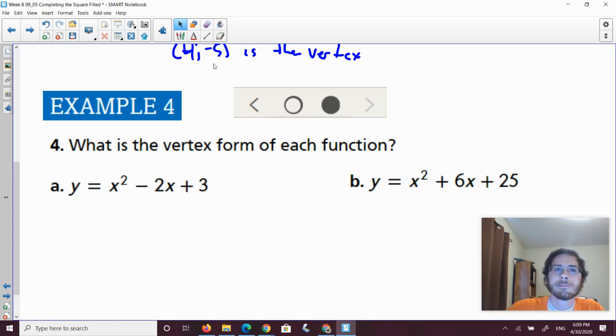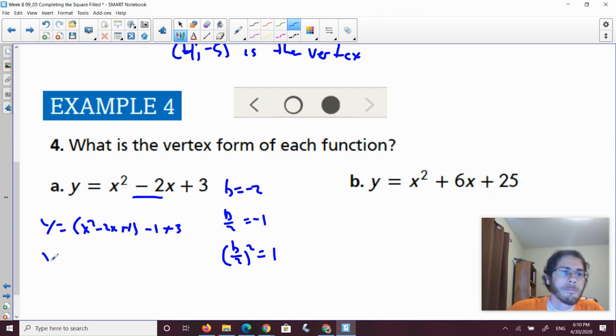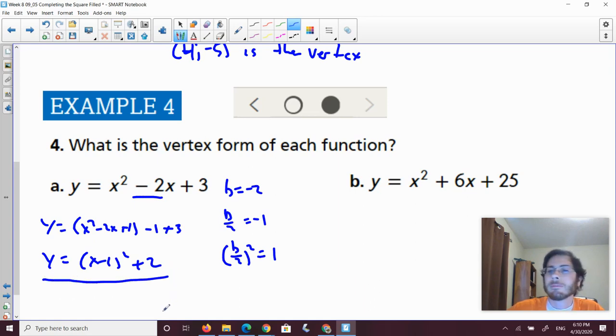So for A, we find out what b is. b is negative 2, not negative 2x. I don't want the x. Divided by 2, we get negative 1. Square it, we get 1. y equals x squared minus 2x plus 1 minus 1 plus 3. y equals x minus 1 squared plus 2. That's it. Done.